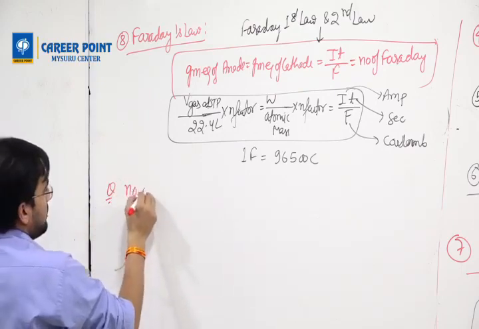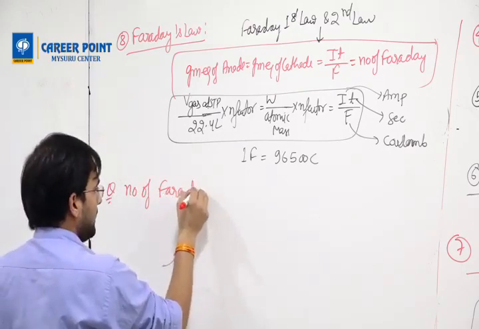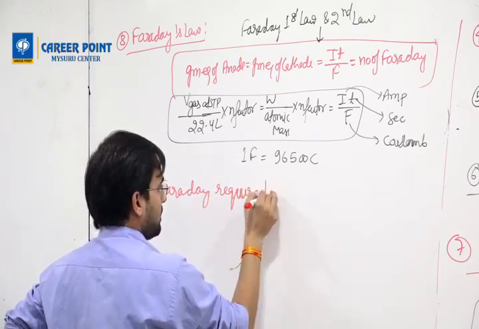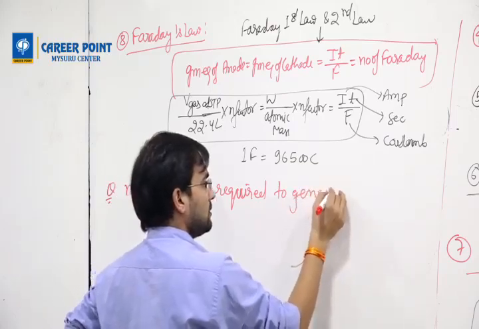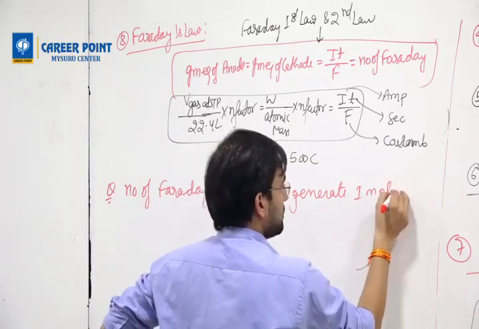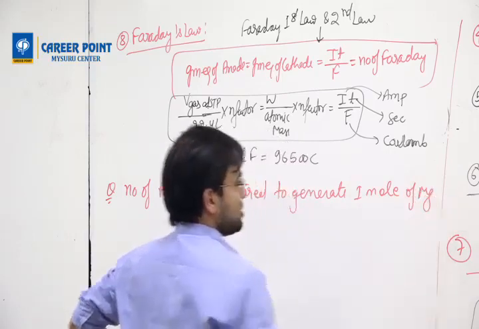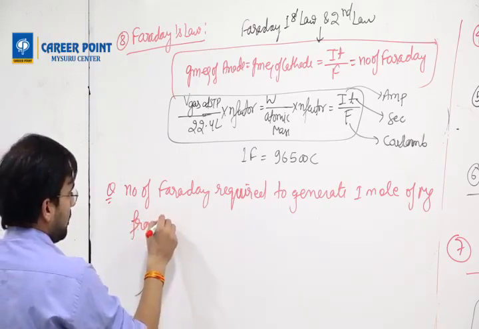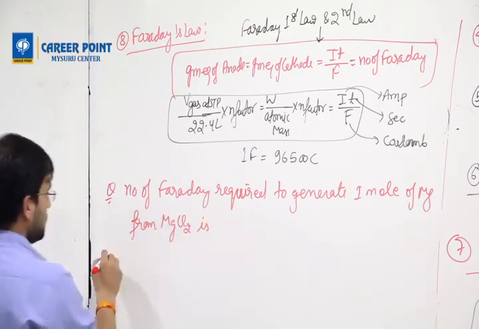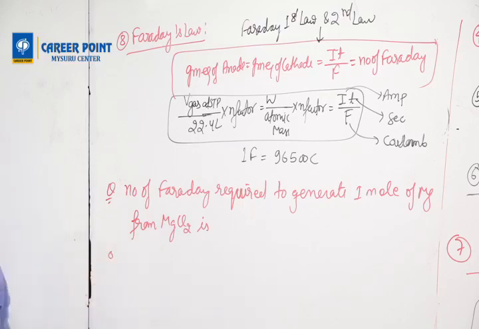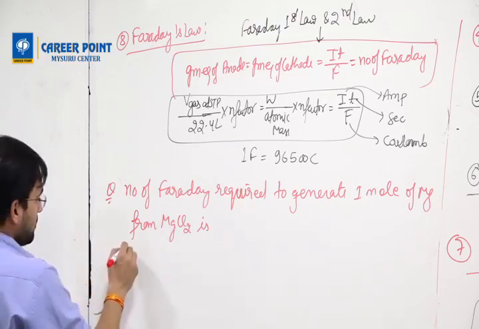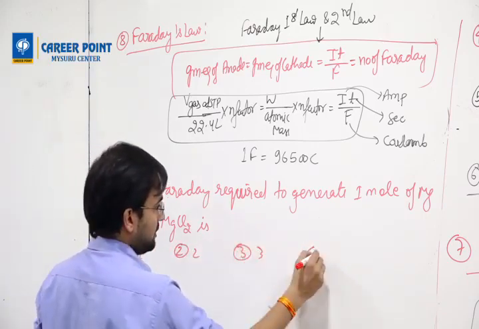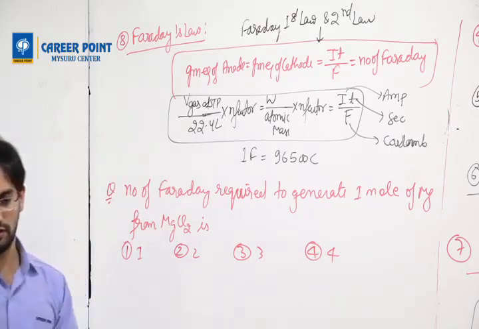Question: Number of Faraday required to generate 1 mole of magnesium from MgCl2 is, options are 1, 2, 3, 4. Solve this question.